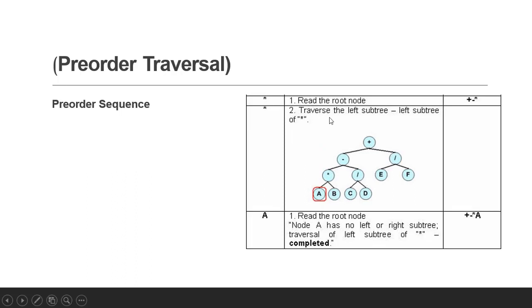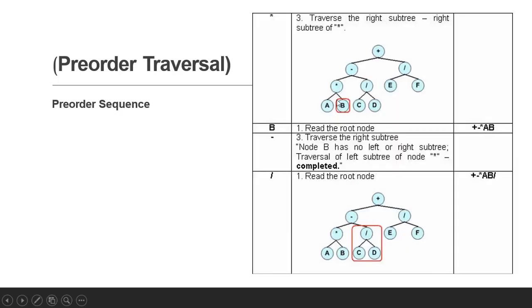Then traverse the left subtree of asterisk, we have A. Then proceed to B. So after you write A, you proceed to B. Write B. After that, go back to the previous node of this node, which means we have the minus. So we have to go back here, since we traversed here from the right, and we have this subtree.